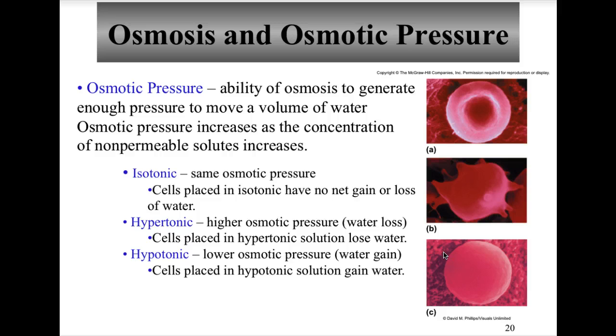In a hypertonic state, you have higher osmotic pressure, so you're going to have water loss, and cells placed in a hypertonic solution are going to shrivel up or shrink. And then in a hypotonic state, you have lower osmotic pressure and water gain. Cells placed in a hypotonic solution will be gaining water, therefore gaining mass, and that's when they could burst or lyse themselves. Lysis is when they burst.